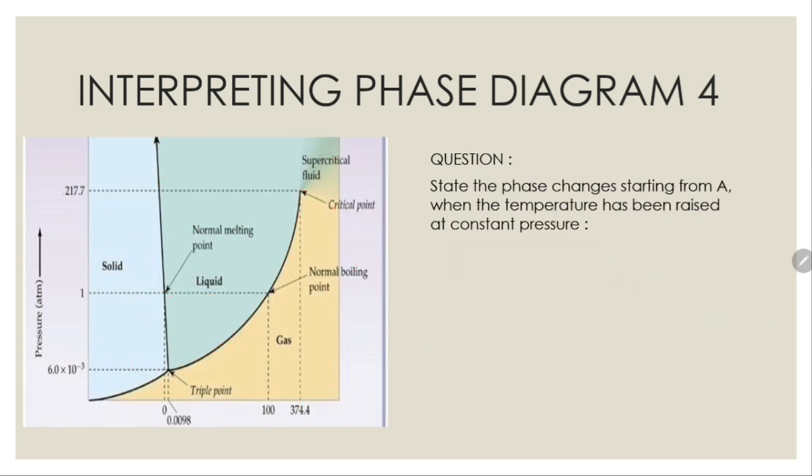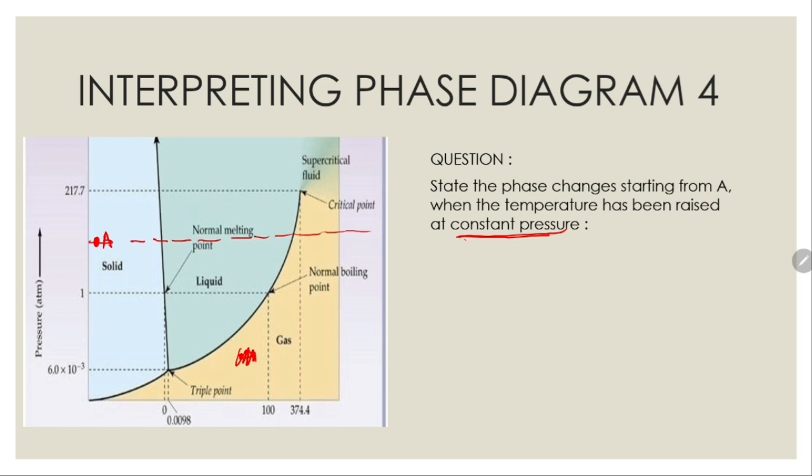State the phase changes starting from A when the temperature has been raised at constant pressure. So where is your A? Let's say I put A here. Actually, I don't want this to be A, because you will only see gases. Let's put A to be here. This is your A. We're going to raise the temperature at constant pressure, so draw a horizontal line.